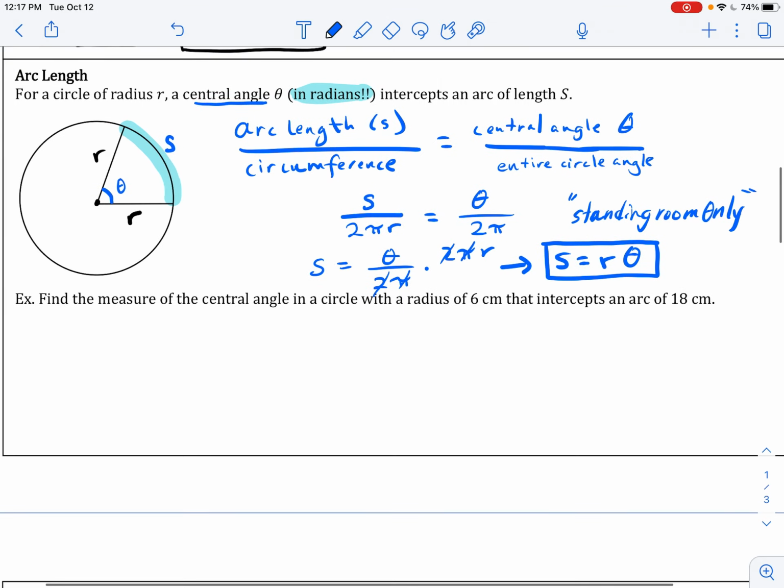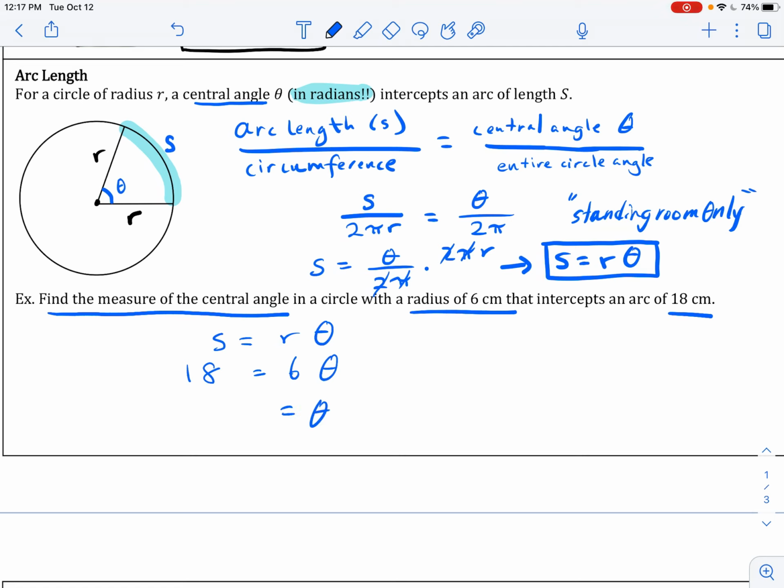Let's find the measure of the central angle in a circle with a radius of 6 that intercepts an arc of 18 centimeters. So using the formula, S is equal to r theta, plug in what we know. Our arc length is 18. Our radius is 6. We're then going to solve for theta, because that's what we're trying to find, the measure of the central angle. Theta is equal to 3. 3 what? 3 radians. And you don't actually need to write radians. If you just write the number 3, it's implied there that your angle measure is in radians.